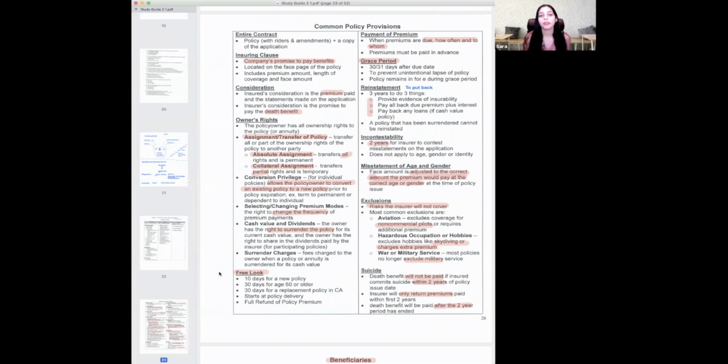Free look period, we went over in Chapter 3, but the free look period is the time that the client gets to look through their policy and decide, is this really what I want, right? If they decide that they don't want the policy that they have in their hands, then they can cancel the policy and they will get a full refund. Now, you obviously have a certain amount of time to do that. It's 10 days for anyone that's 60 and under, 30 days for anyone 60 and over, and 30 days for replacement, okay? Again, it starts when the policy is delivered to the client.